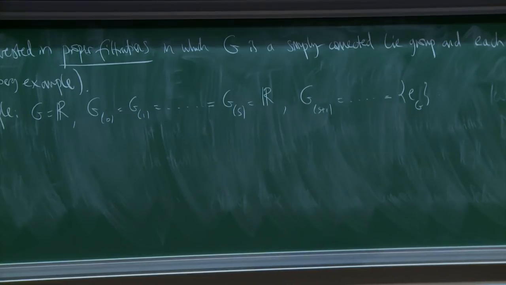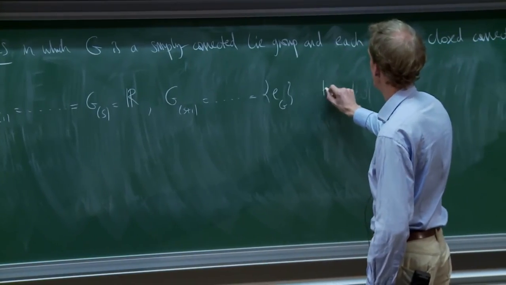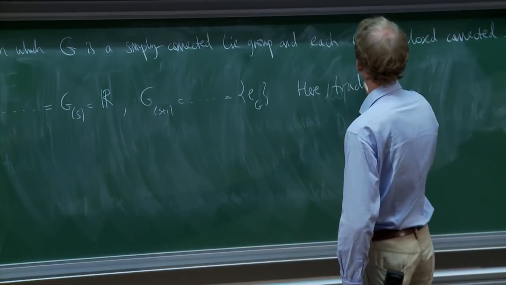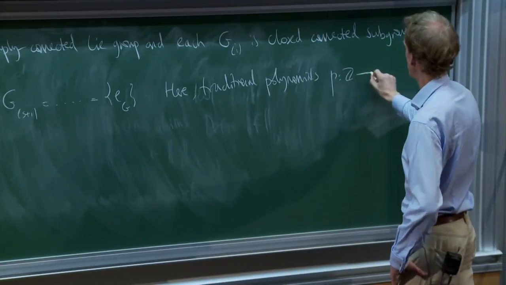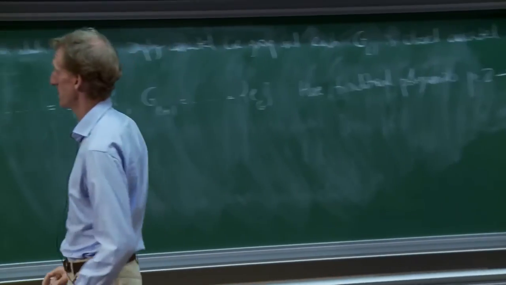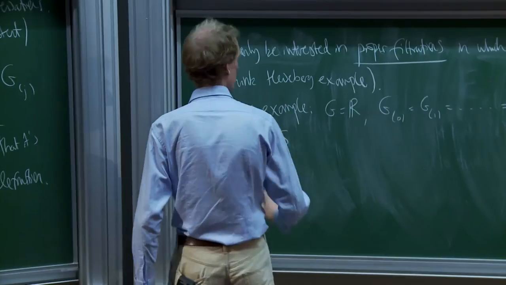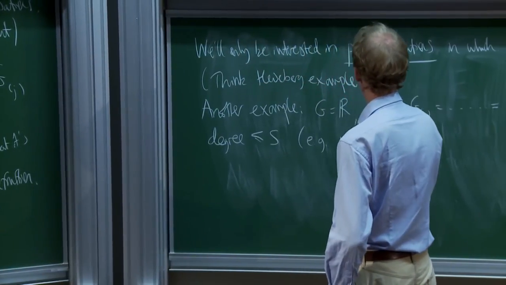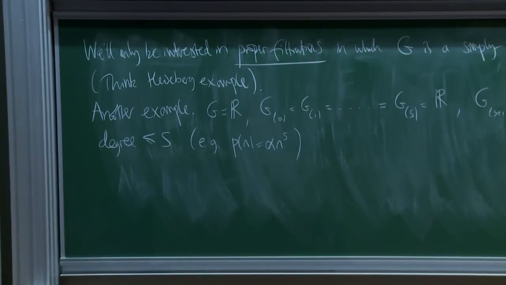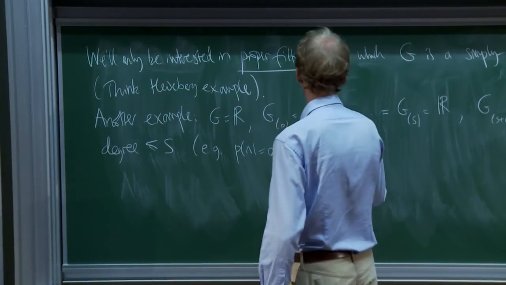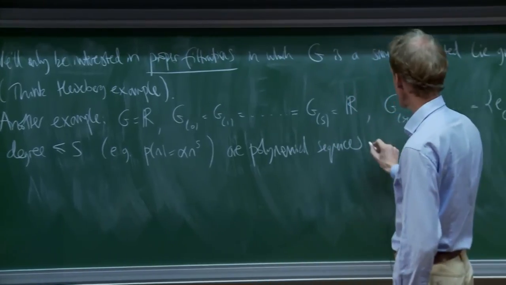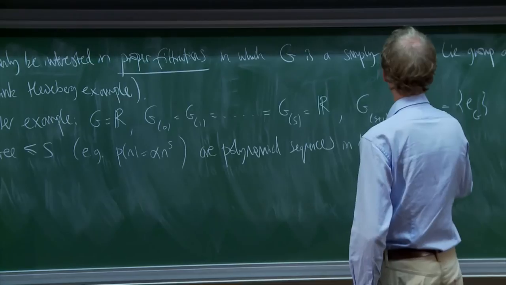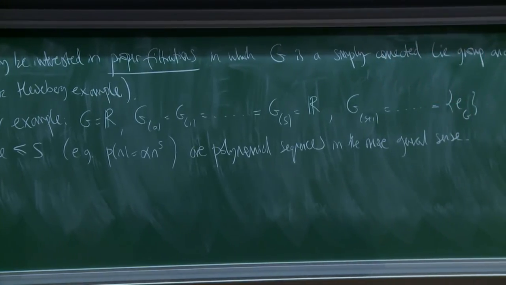So that's what I'd call quite a flabby sort of filtration. It's definitely not a minimal one. And an exercise, well, in fact, it just follows from the definition. So with this, traditional polynomials P from Z to R of degree at most s, e.g. P of n is alpha n to the s, those will all be polynomial sequences in the sense of my definition there. So in the more general sense, it really is a generalization of a familiar notion.